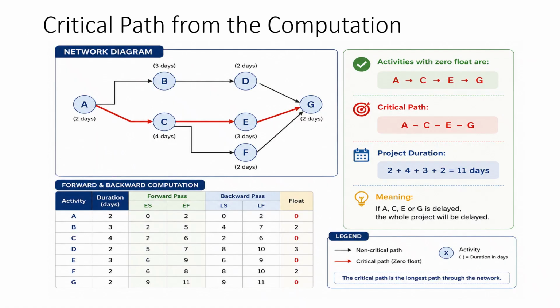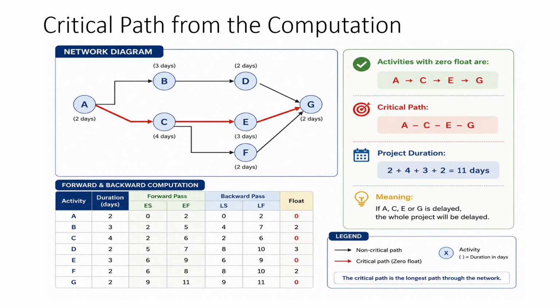Based on the computations table, the activities with zero float are A, C, E, and G. Therefore, the critical path is A to C to E to G. The total project duration is 2 plus 4 plus 3 plus 2, which equals 11 days.